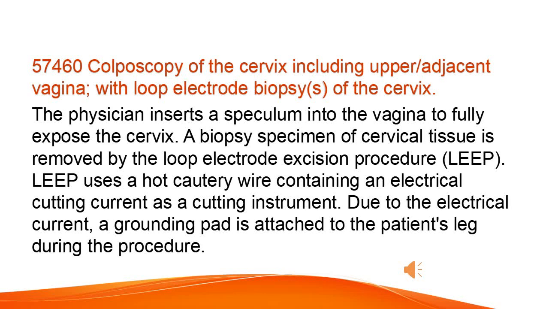Colposcopy of the cervix including upper/adjacent vagina, with loop electrode biopsy(s) of the cervix. The physician inserts a speculum into the vagina to fully expose the cervix. A biopsy specimen of cervical tissue is removed by the loop electrode excision procedure, LEEP. LEEP uses a hot cautery wire containing an electrical cutting current as a cutting instrument. Due to the electrical current, a grounding pad is attached to the patient's leg during the procedure.